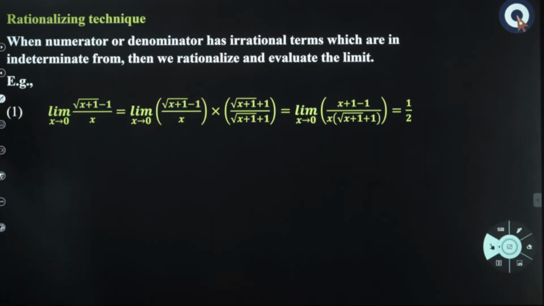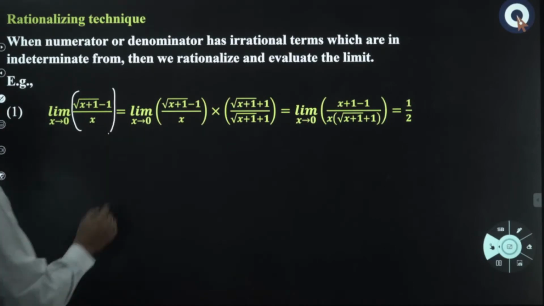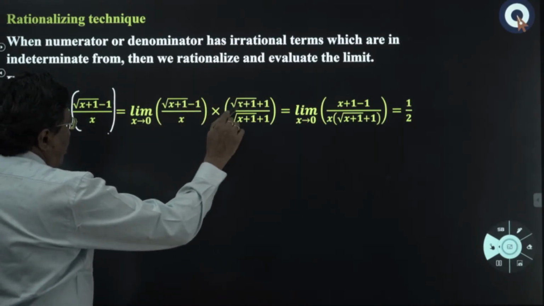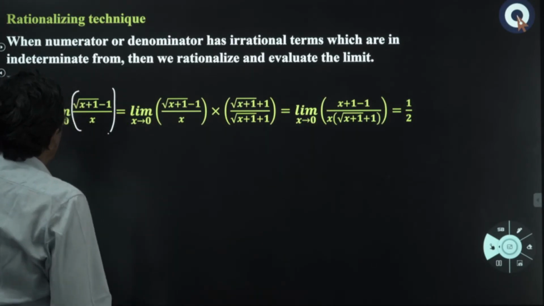And this is the rationalizing technique. For simple problems like this, if some limit like this is given, then we can just rationalize the numerator by multiplying and dividing with root of x plus 1, and we get 1 by 2 like this. So quickly let us browse through these things.